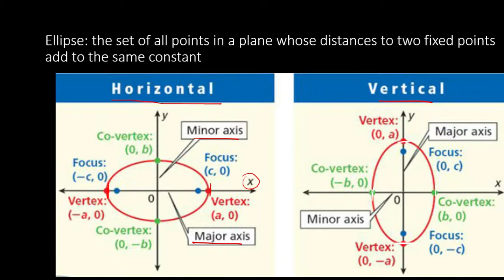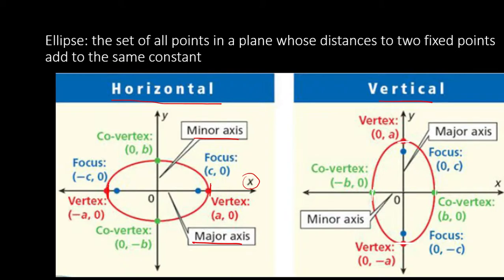So if I have a horizontal ellipse, remember always associate horizontal and x. Horizontal has a major x-axis, vertical has major y. Horizontal has a minor y-axis, vertical has a minor x-axis.